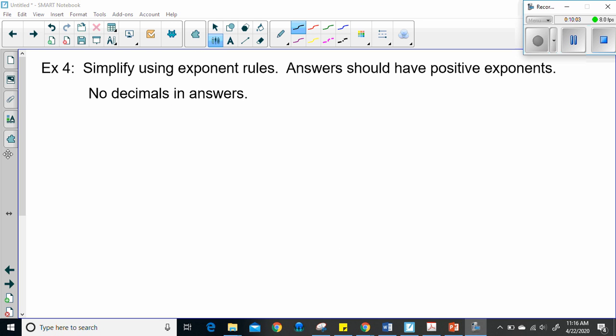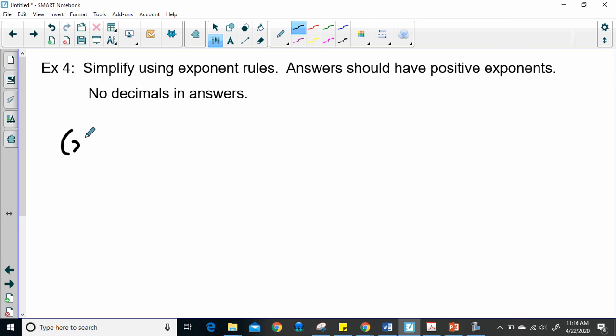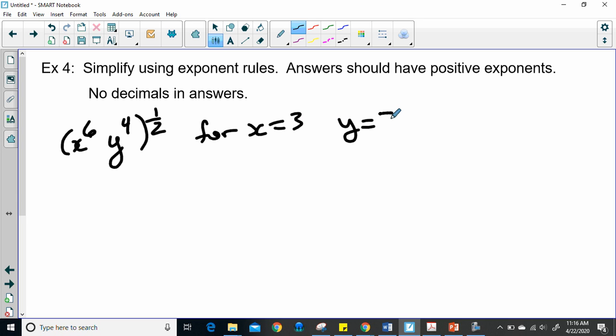Okay, so let's do one now that looks even a little bit more different. So let's say I have x to the 6, y to the 4, all to the exponent 1/2. And now I want to evaluate it for when x is equal to 3 and y is equal to 7. So I could sub all my numbers in and just go straightforward like that. So I would have 3 to the 6, 7 to the 4, all to the exponent 1/2.